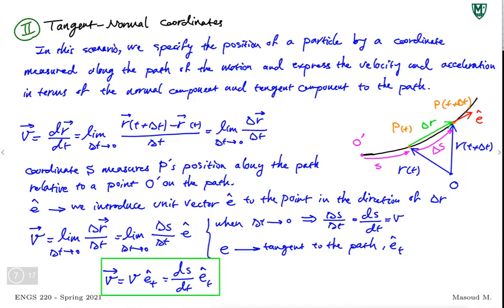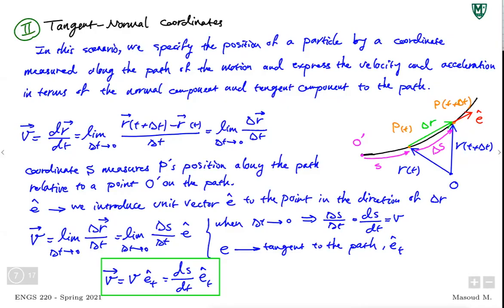So the velocity of the particle, when it's moving along a curved path, or in curvilinear motion, is ds dt, the change of s, which is measuring where this point is with respect to some origin or some reference point on the path, multiplied by the vector tangent to the path at any given time.